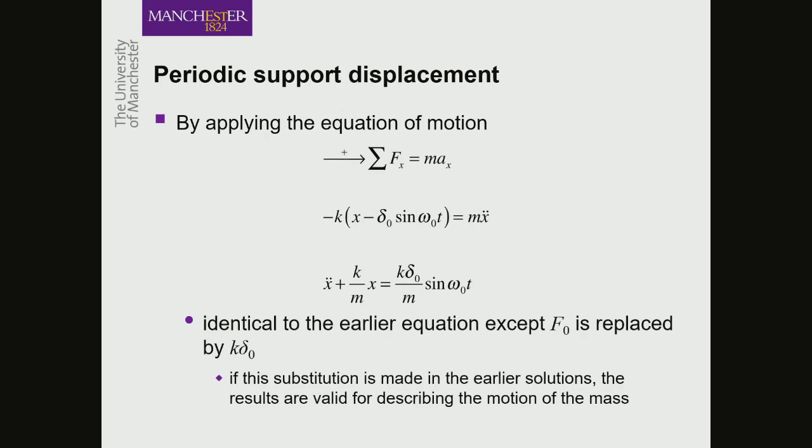this equation is the same form as we obtained for the external applied forces, right? The only difference is that if you replace F0 with K delta 0, you obtain the same equation. Again, you can track back the equation and try to understand where this K delta 0 comes from. It is simply replacing our force in the previous equations. So it's quite a simple one.